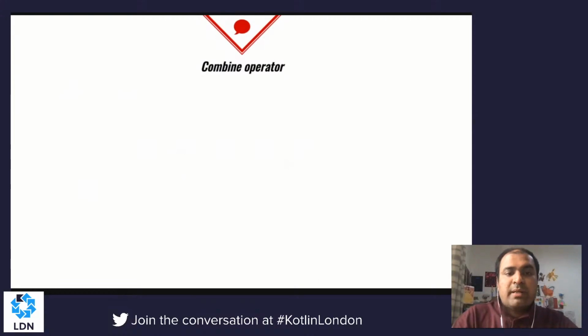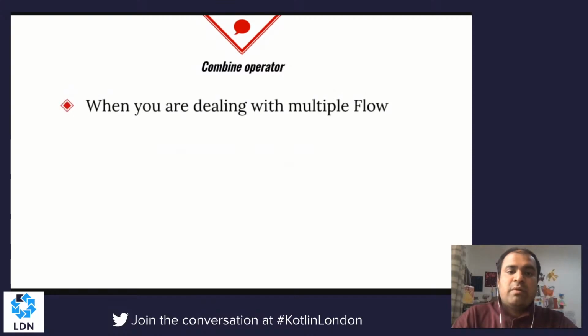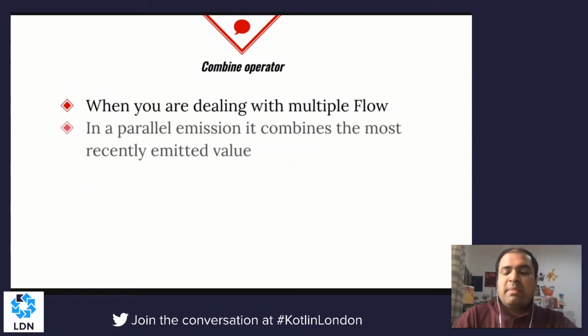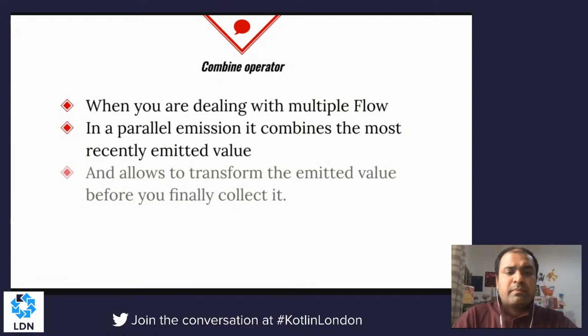Another interesting operator is combine. When you are dealing with multiple flows, this combine operator will help. What I mean by multiple flows is, let's say there are two functions which are returning flow and you want to work on both flows because there is a requirement in your application. So you can combine the results of two flows using the combine operator. The name is pretty logical, the emission happens in parallel and you can bind them. It allows you to transform the emitted value as well before you finally collect it.